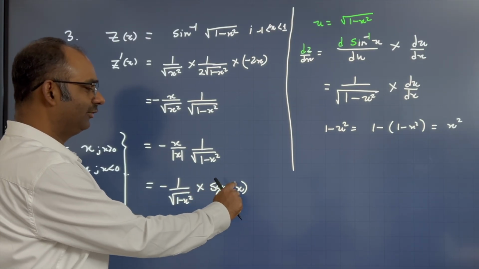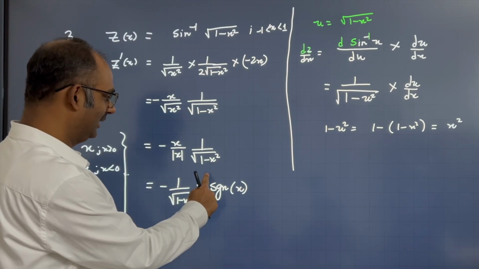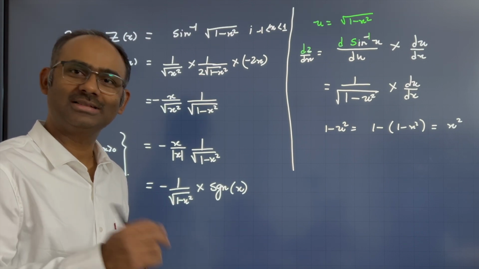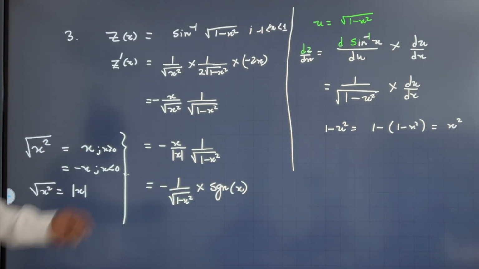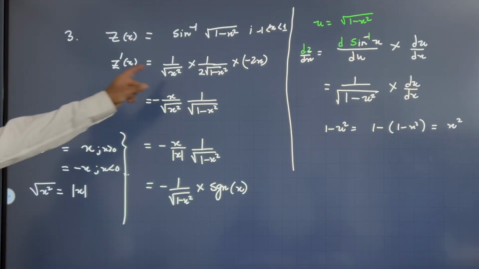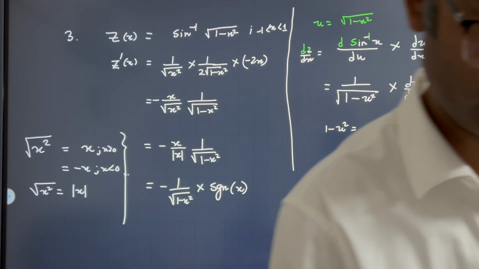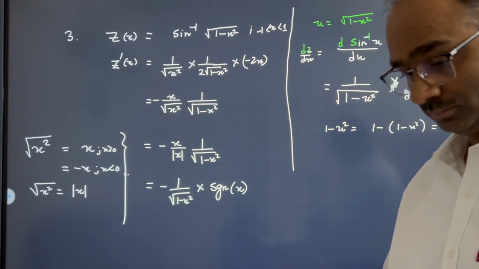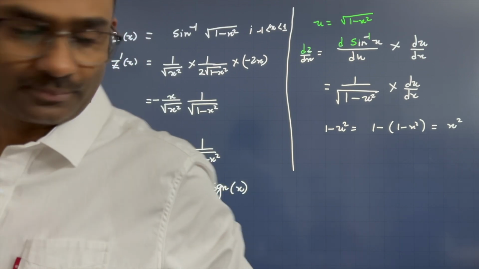Okay, what is sign of minus 2? Minus 1. So it will be a number, right? What is sign of minus 1.7? Minus 1. What is sign of 2.3? 1. Now understand what was wrong? So this is the derivative of sine inverse of square root of 1 minus x square. Correct. Any questions?